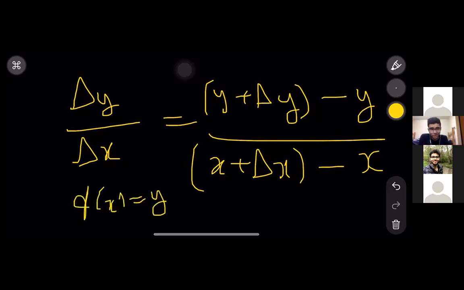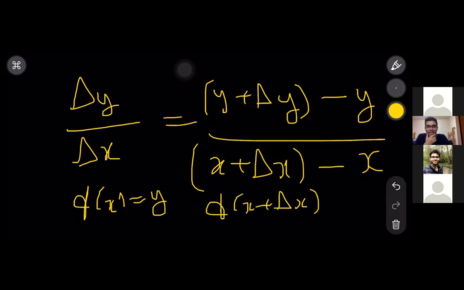Is there anything else you can tell me with this situation? f of x equal to y. So what would be f of x plus delta x? Any guesses to that? y plus delta y. Very good. So if y happens to be f of x, and delta y will be delta f of delta x, then f of x plus delta x should also be y plus delta y, because the function value is changing at that particular point.